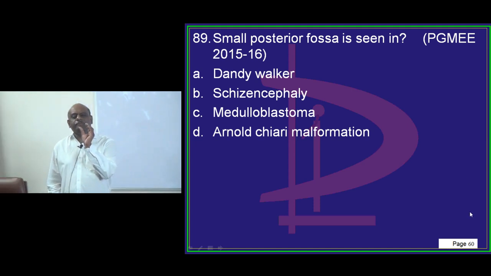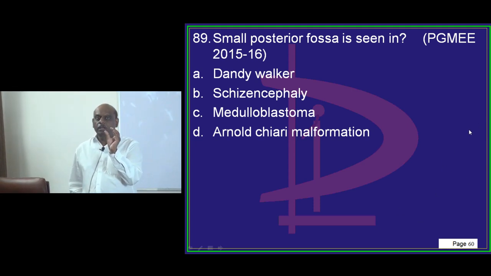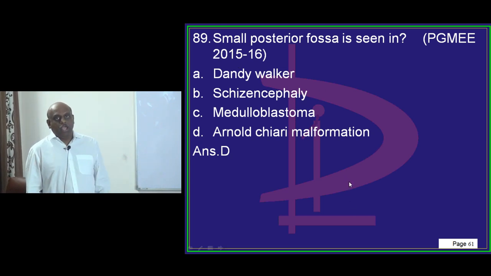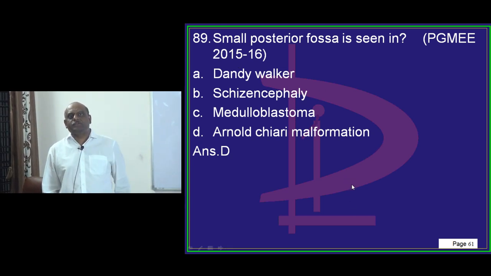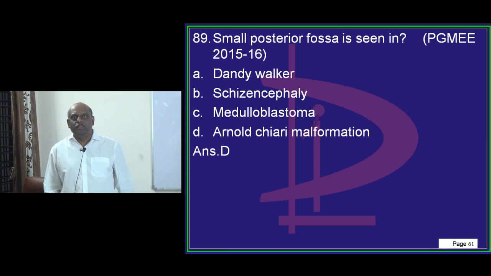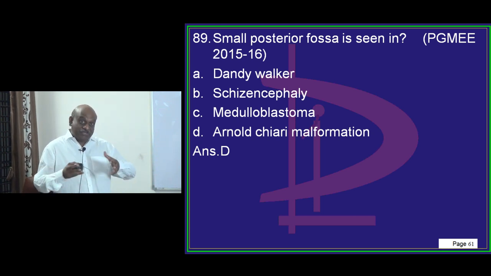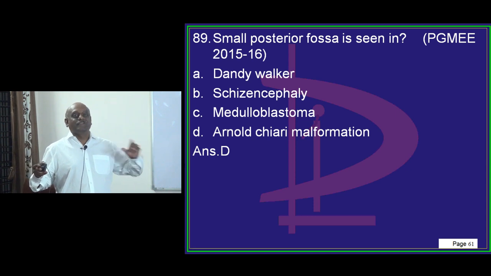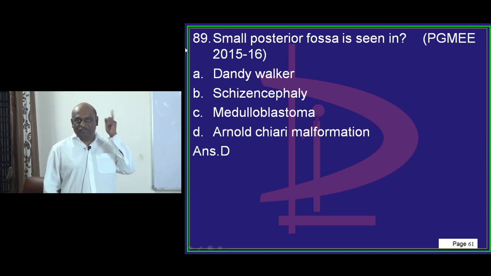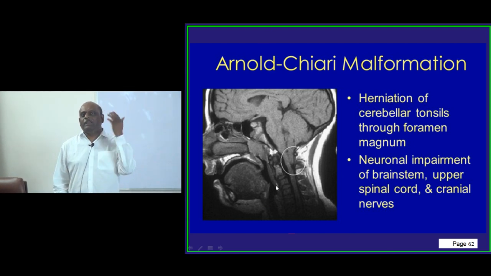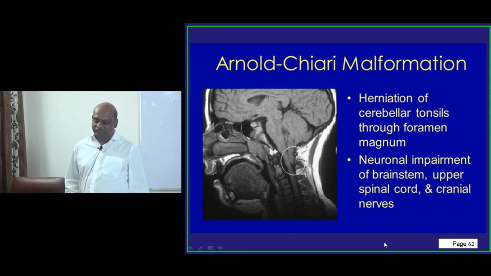Now, small posterior fossa. Where do you find a small posterior fossa? In Ernold-Chiari malformation, the posterior fossa will be very small. In Dandy Walker, the posterior fossa is enlarged. So you should not forget this, one of the favorite questions of the examiner. So what is Ernold-Chiari malformation?